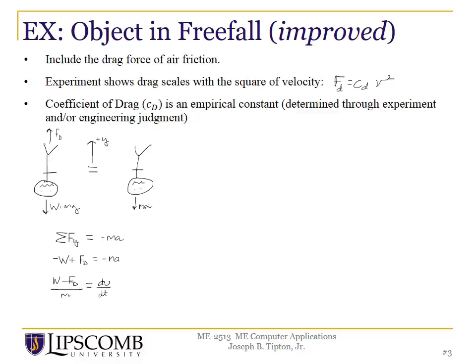Okay, now let's remember that the weight is equal to mass times gravity, and the drag force is equal to a coefficient of drag times velocity squared. Let's insert that into the equation, and we'll end up with dv/dt equals, so I'll have mass times gravity divided by mass, which just gives me the acceleration of gravity. And then I'll have the coefficient of drag times velocity squared divided by mass.